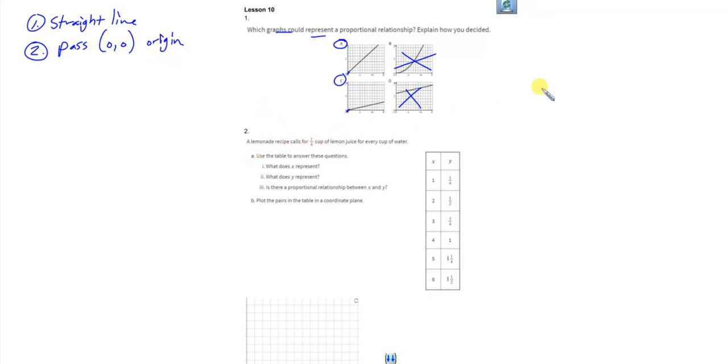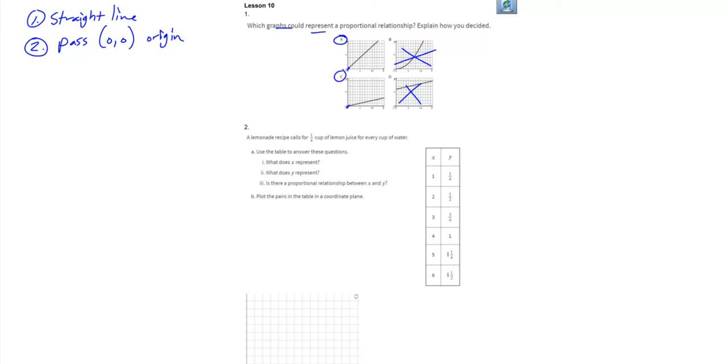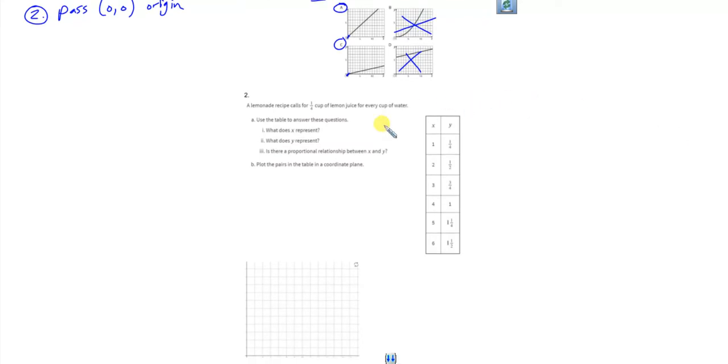Number two, a lemonade recipe calls for a quarter cup of lemon juice for every cup of water. So here is a table that shows that growing as you add cups of water. You need more lemon juice added to it. Use the table to answer these questions. What does X represent? X looks like 1/4 is to 1. So if 1/4 is lemon juice, then that means the 1 and the X's represent water. So X's represent water, which means that Y would represent lemon juice.